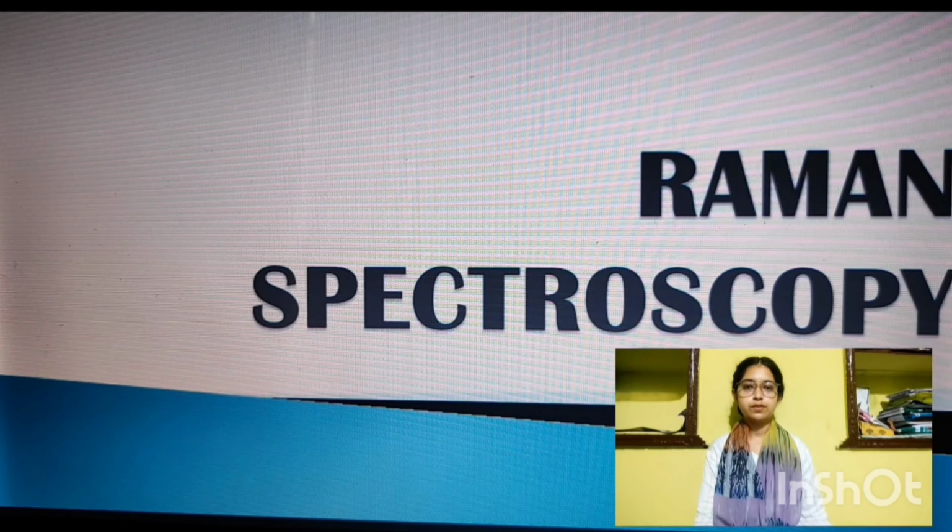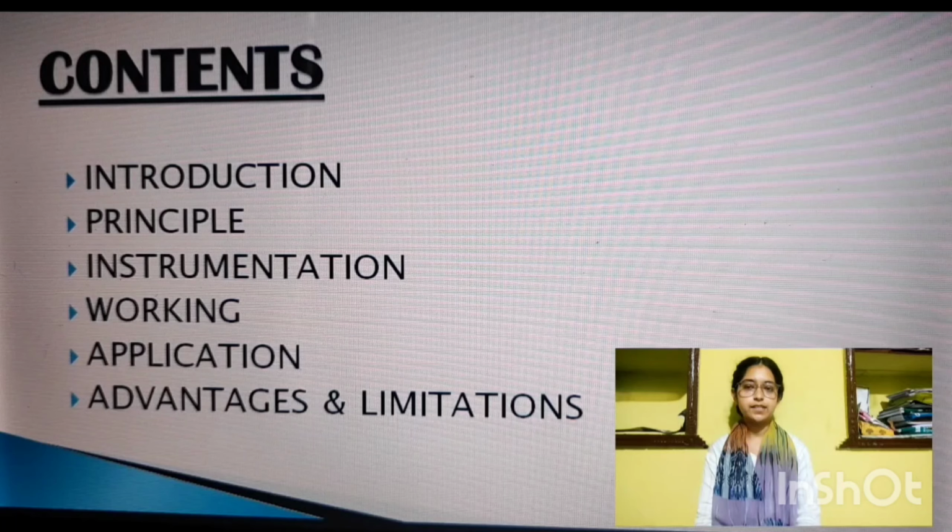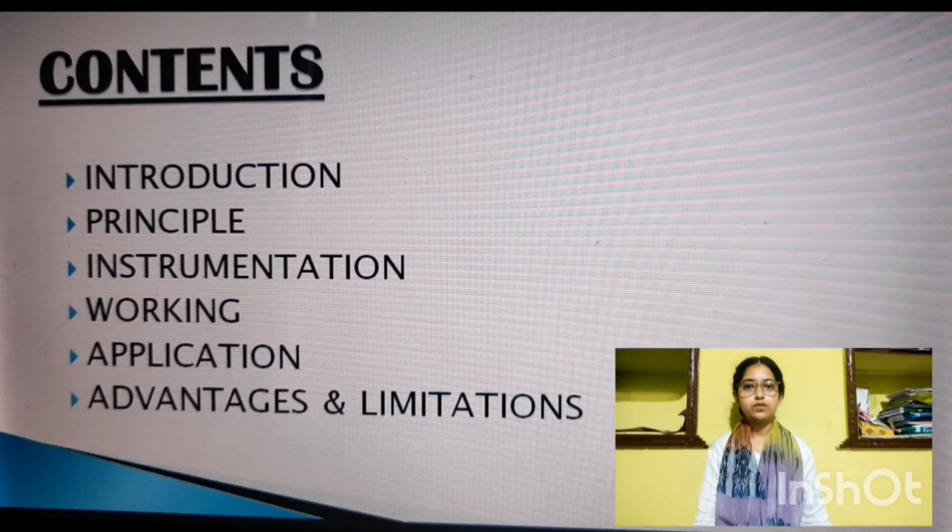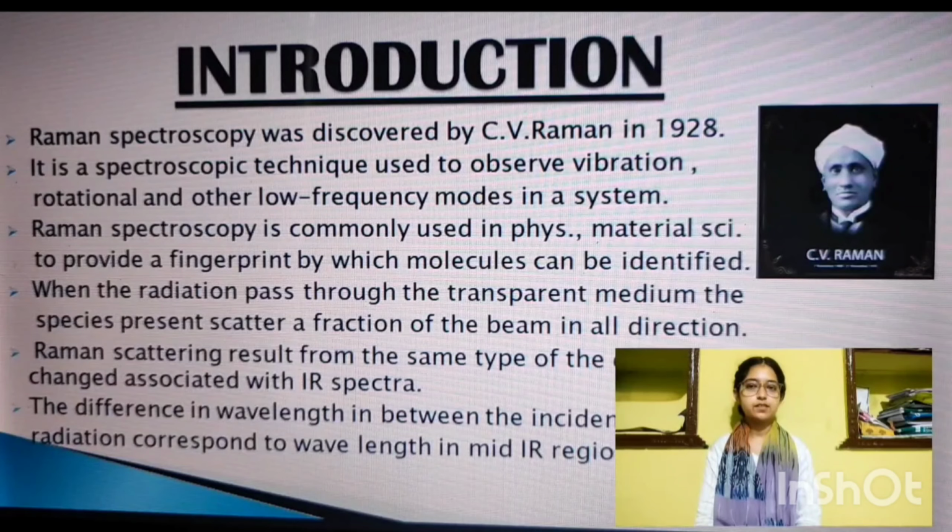So first of all, we discuss the contents. We discuss introduction of Raman Spectroscopy, then principle, then instrumentation, then how it works, its applications, advantages and limitations. So first of all, we discuss the introduction.